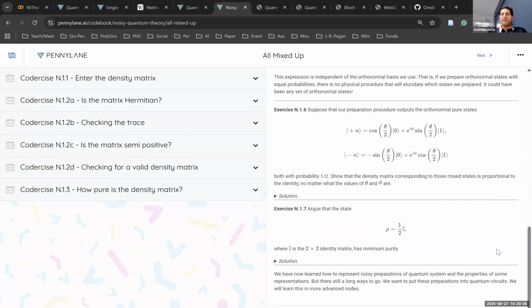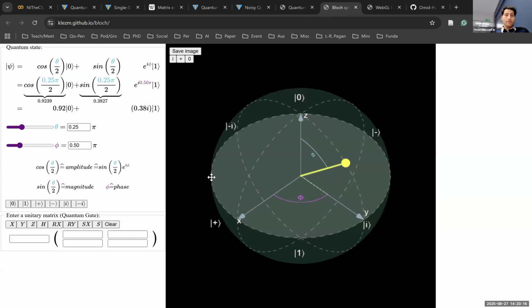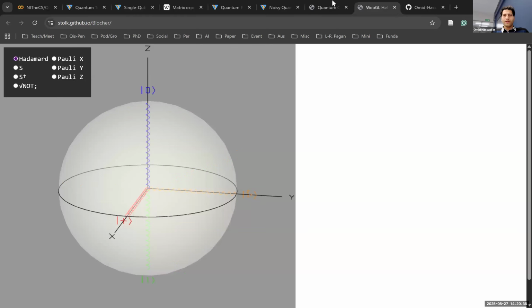Check the website and then play around with this nice visualization tool. Then you can play around with these different noise models. Here there's another one with a little more detail, and you have lots of things here. And this is also one animated part where you can see the effect of Hadamard, for example, on different states. Yeah, I think that's enough for this part.